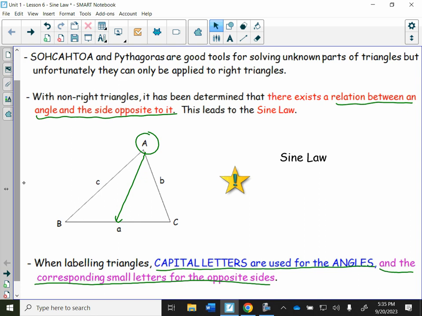Here's our sine law. You're going to want to write this down somewhere. The sine of angle A is proportional to side A. The sine of angle B is proportional to side B, and C with C, of course. Now, we've seen things that have three fractions. We rarely use all three at one time. We're going to pick two of the fractions and solve them. We'll do some examples, and you'll see how this works in just a second.